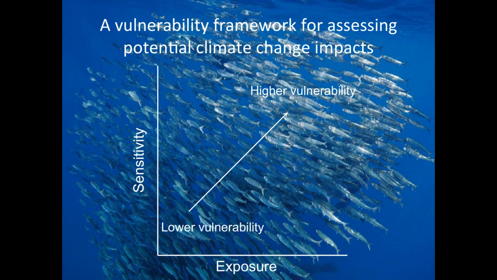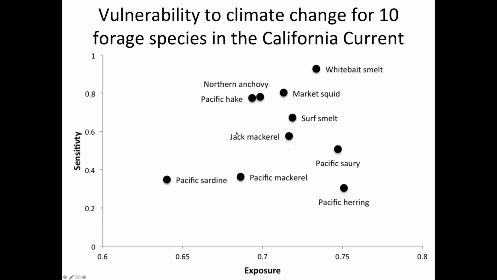So cutting right to the chase here, these are the 10 different species that we considered in the California Current ecosystem, and each species is located where it fell in terms of its exposure to climate change, as predicted by changes in sea surface temperature and chlorophyll by NOAA GFDL's Earth system model, and its sensitivity based on the range of climatic conditions it experiences today.